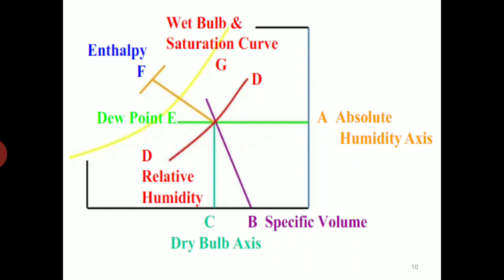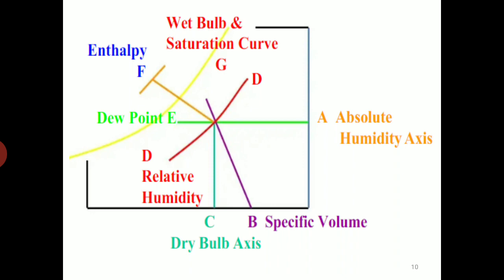That is E point, which talks about dew point temperature, the green color line. So dew point temperature can be obtained on the saturation curve. You have to move horizontally towards the left-hand side and it should be seen on that curve, the yellow color line. That is where dew point temperature can be obtained.